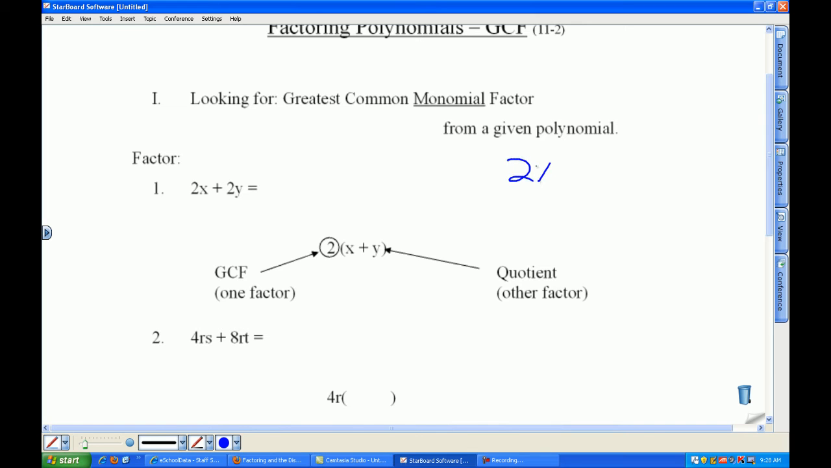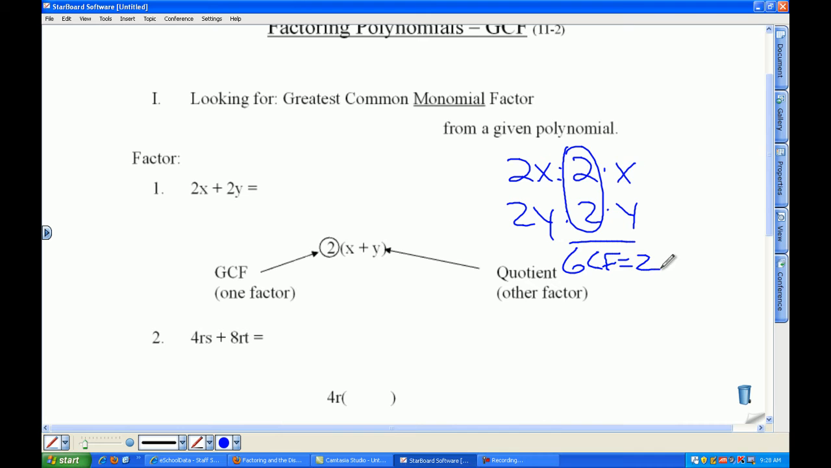Now yesterday in class we identified the GCF of two different terms by doing their prime factorization. So 2 times x for 2x, and for 2y it would be 2 times y. We identified that they both have a 2, and we said then the GCF would be 2. Okay, so that's what we did yesterday, and you can certainly watch that video if you want a refresher on that.